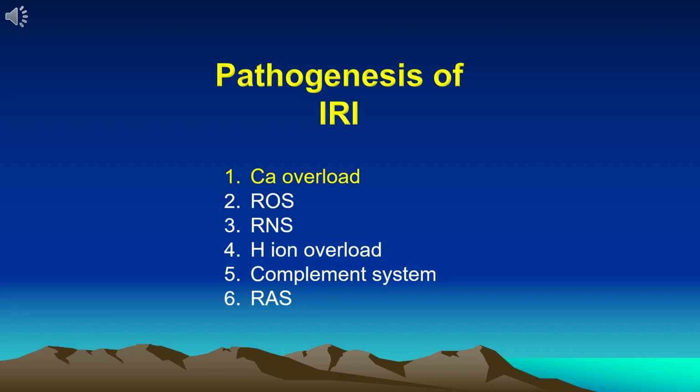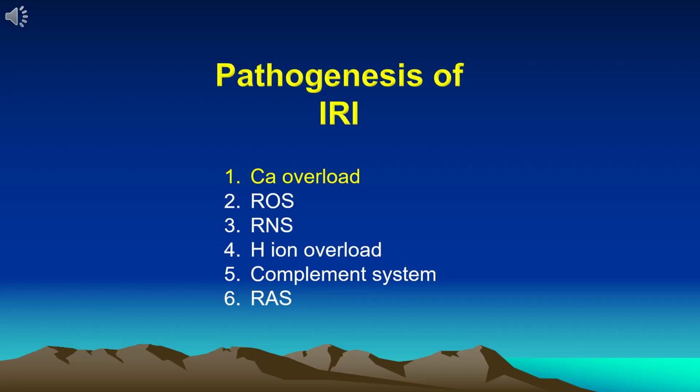Hydrogen ion (H⁺) overload. The built-up acidic environment from ischemia creates a pH paradox upon reperfusion, triggering cell death pathways. Complement system activation. The body's own innate immune system is inappropriately activated by damaged tissue, launching a destructive inflammatory attack. Renin-angiotensin system (RAS) activation. This key blood pressure regulator becomes dysregulated, promoting vasoconstriction, inflammation, and fibrosis in the reperfused tissue.